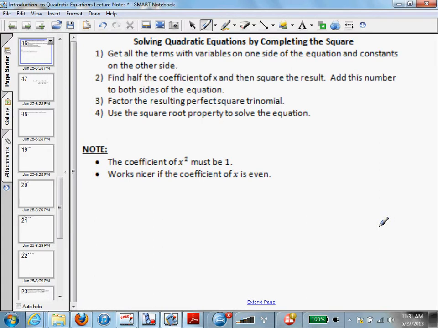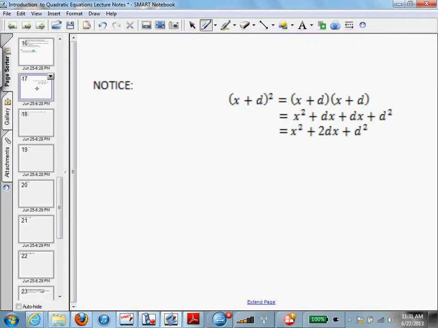Okay, so we want to note that the coefficient of x squared must be 1. It's very important. It will work nicer if the coefficient of x is even. That's going to deal with factoring, why that works out. So we want to note this is the general form that we want to work with.